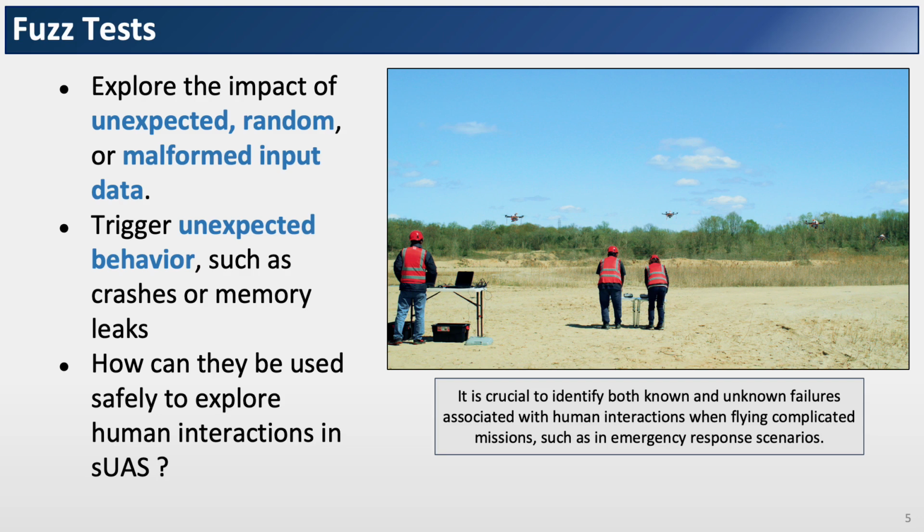It is crucial to identify both known and unknown failures associated with human interactions when flying complicated missions, such as in emergency response scenarios, which is a use case that we oftentimes explore in our own research. In software engineering, fuzz testing is a broader term that explores the impact of unexpected, random, or malformed input data. The goal of fuzzing is to trigger unexpected behavior, such as crashes or memory leaks. Now, the main question we seek to answer is how can fuzzing be used safely to explore human interactions in drones?